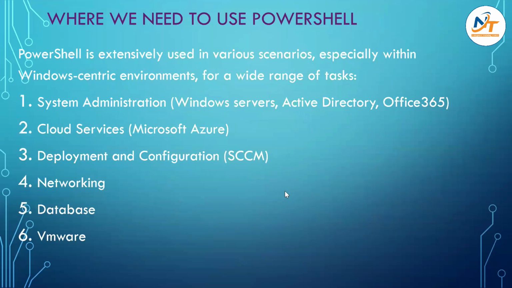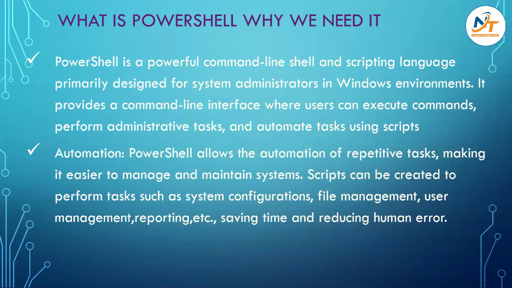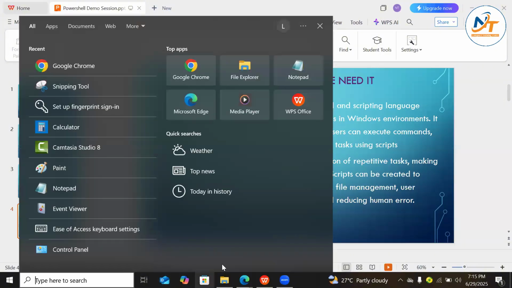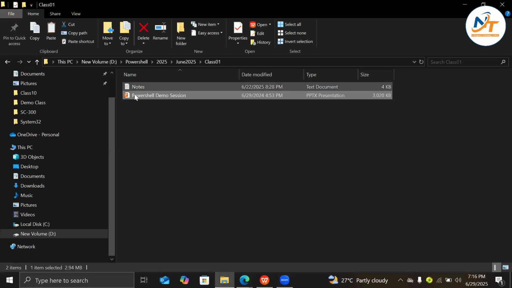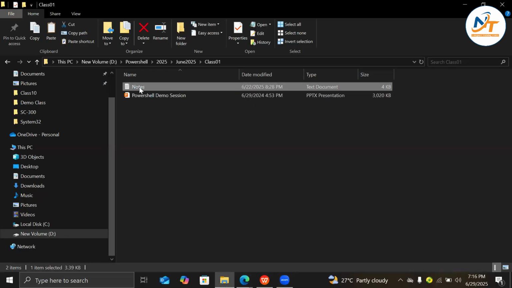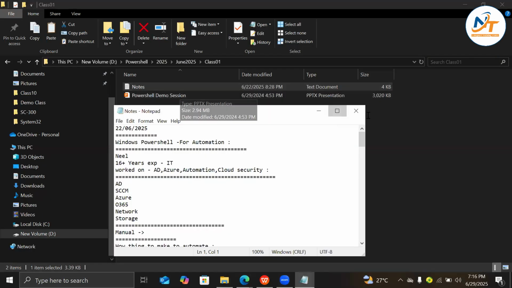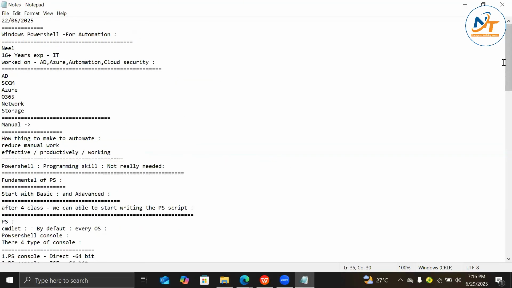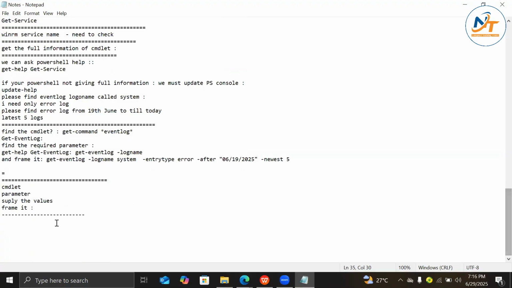So basically, to understand PowerShell for the first time, we have four consoles, right? We have four consoles. Let me bring up the console here. Basically, you need to know this about PowerShell. I'm going to take notes here.